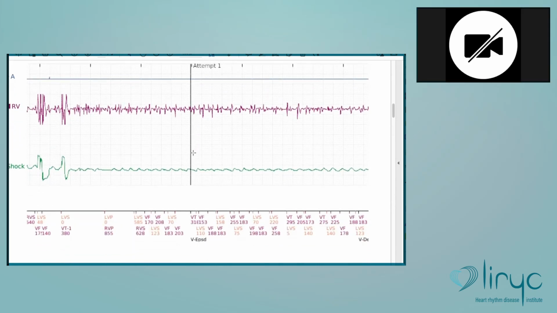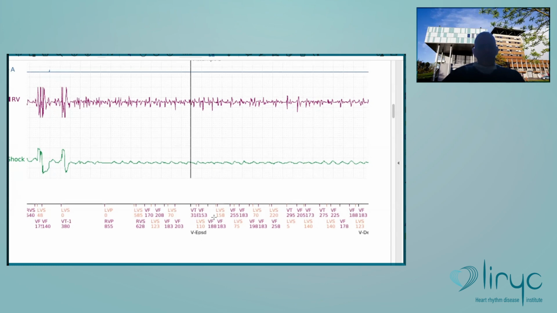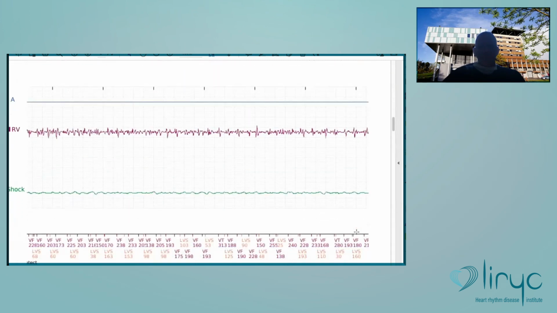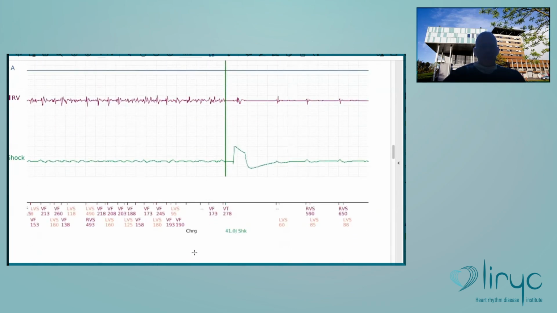Well, this looks more like VF. A real VF. Yes, very fast and polymorphic signals, anarchic signals. In terms of counters, always the same: 1, 2, 3, 4, 5, 6, 7, 8 out of 10 at this time. So VF episodes, quite short duration, 2.5 seconds. VF detected at the end of the duration, and then charge of the capacitors, and the shock is delivered at the end of the charge.